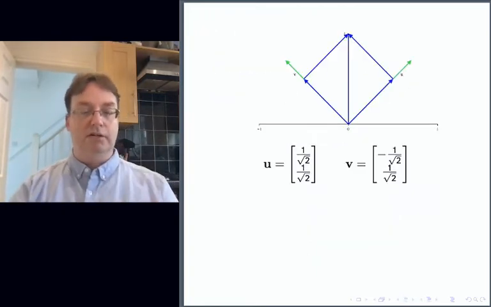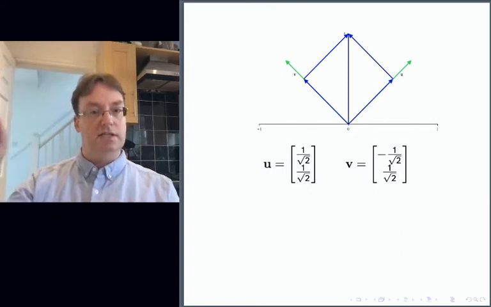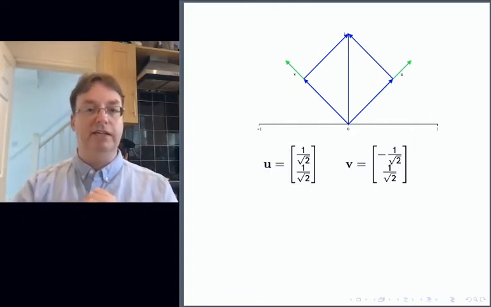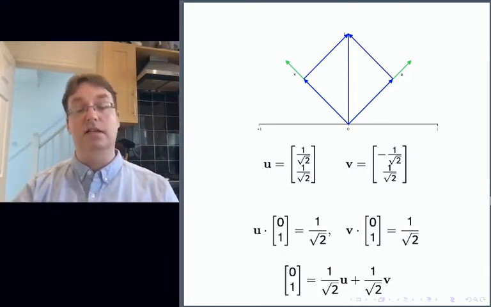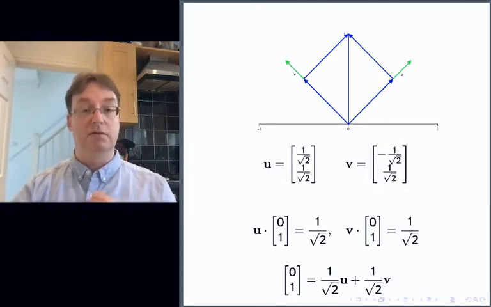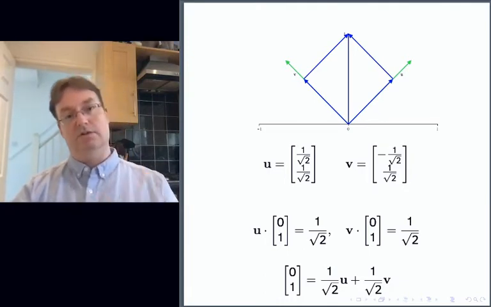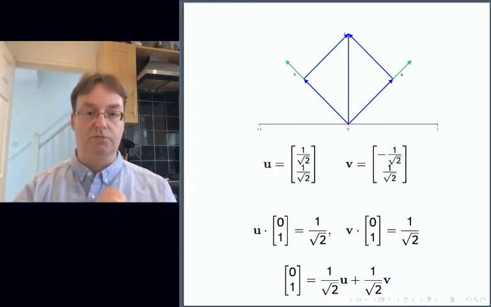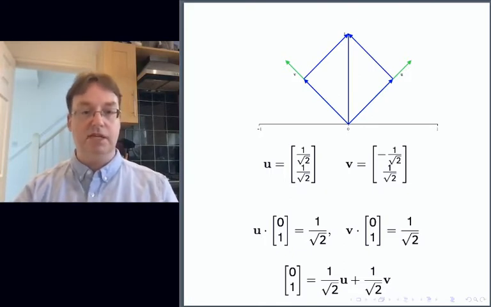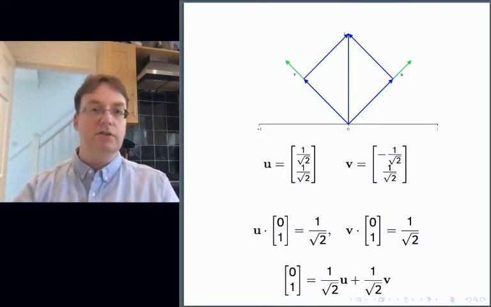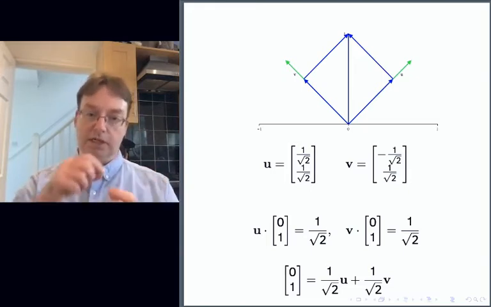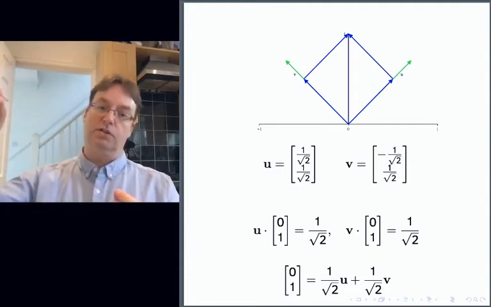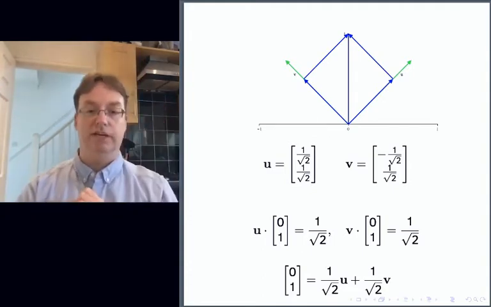And that means I can write my original vector, the vertical one, as some number of u's plus some number of v's. And the number of u's and the number of v's that I need is simply given by the dot products. I take the dot product of u with my 0, 1 vector, and that means I take 0 times 1 over root 2, well that's 0, and then I take 1 times 1 over root 2, that's 1 over root 2. So that's one dot product. The other dot product actually turns out to be the same thing, because it's only depending on the second component of the u's and v's, and those are both 1 over root 2. And so this means I can build my 0, 1 vector as 1 over root 2 times u plus 1 over root 2 times v.